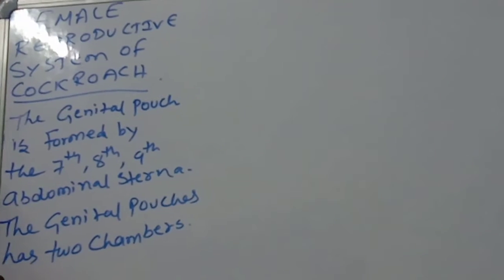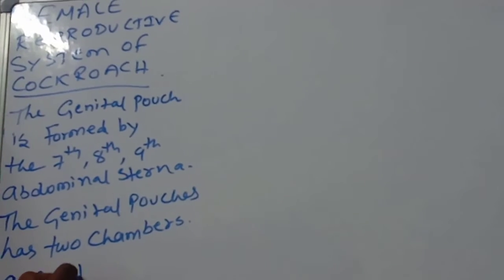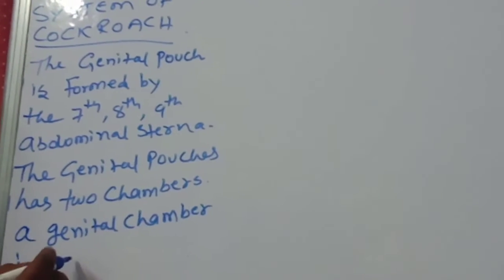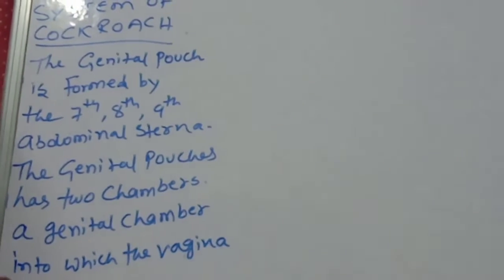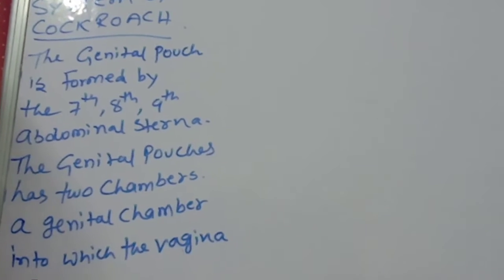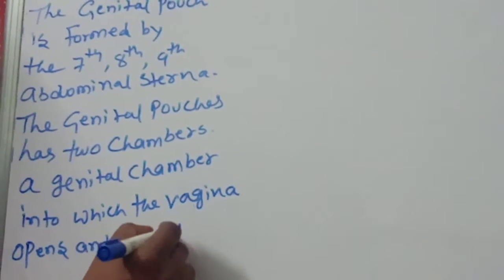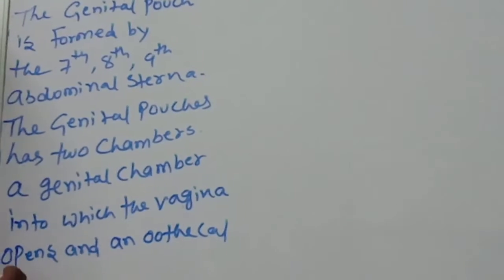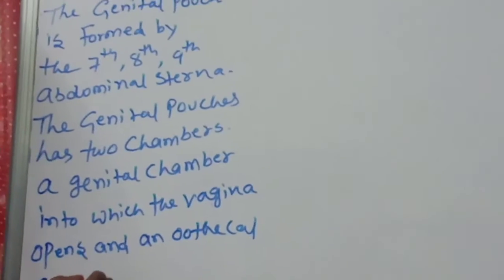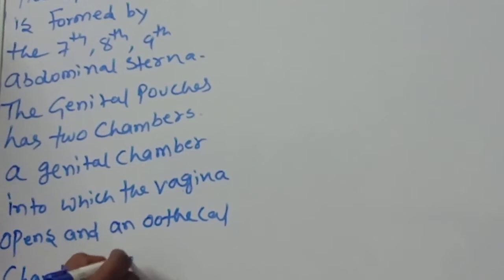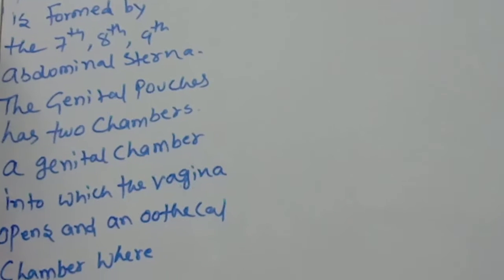Next, a genital chamber, into which the vagina opens, and an oothecal chamber, where ootheca are formed.